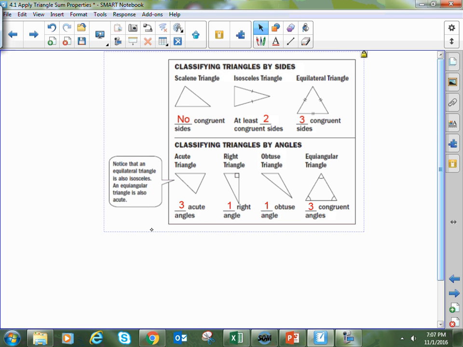Now here, based on the angles, if all three angles are less than 90, we call it acute. If there is one right angle, we call it right. One obtuse angle, the triangle is obtuse. Now, an equiangular triangle is the same thing as an equilateral triangle. Those are what we would refer to in geometry as a regular polygon. A regular polygon is when all sides and all interior angles are congruent to each other. So if a figure is equilateral, then it must also be equiangular.